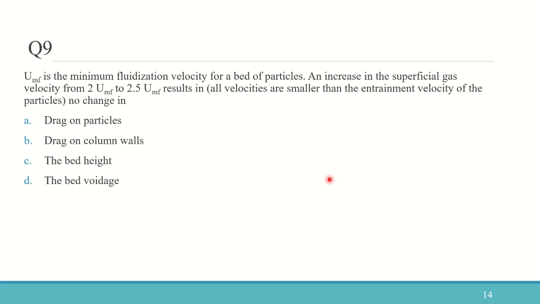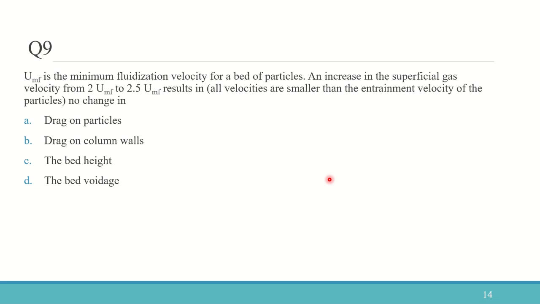Drag on particles would be changing because it has a direct influence from the velocity of the fluid, so it will be varying. And the second one is drag on column walls. Again, this depends on the fluid inlet velocity, and therefore drag on column walls would also be changing.